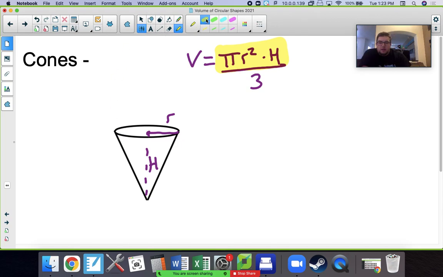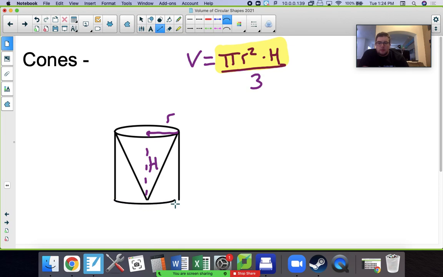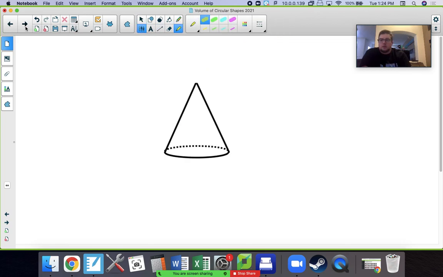So if we were to have, like, draw our cylinder kind of in there, like so. So there's that cylinder. A cone takes up 1/3 of the space, and that's where we get this 3. So we have a cone. We have our radius. Let's say it's 6. Our height of 10.